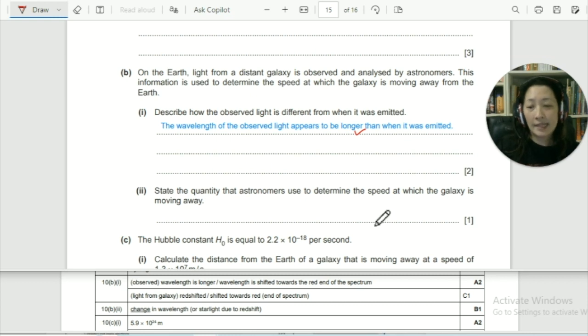So remember, the reason is because you need to describe what we see. The term redshift is an explanation of a physics concept, not a description of what is being observed. So that's why just using the term redshift is not enough to get you the full 2 marks. You need to describe how the light appears to be different. So that's what the question is asking for, and that's how you get your 2 marks.